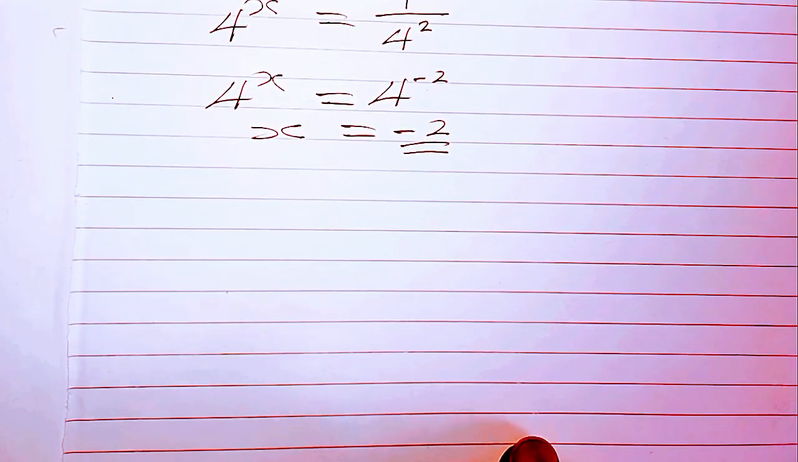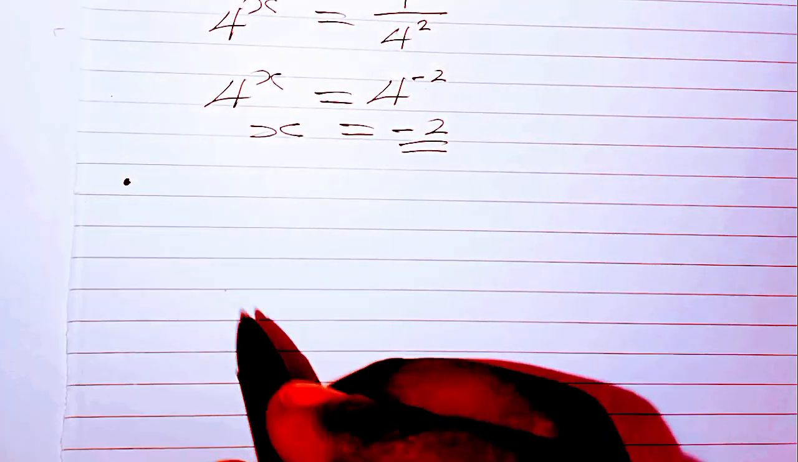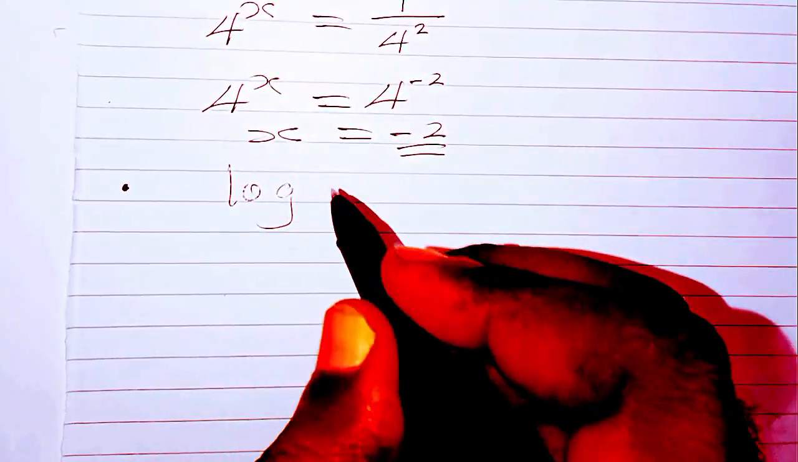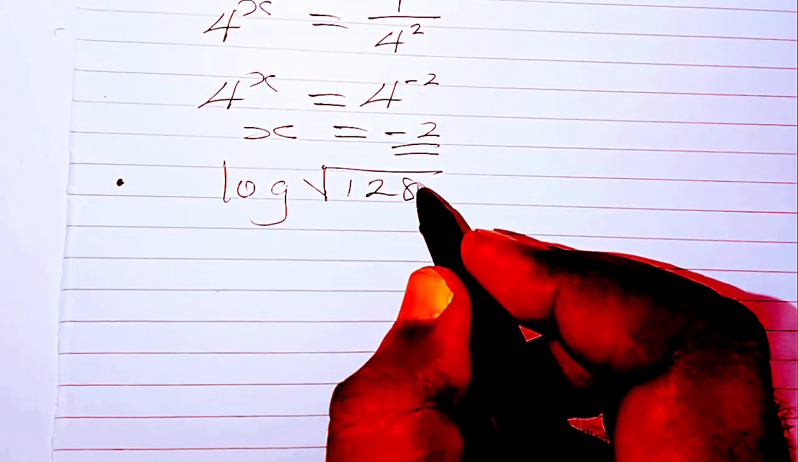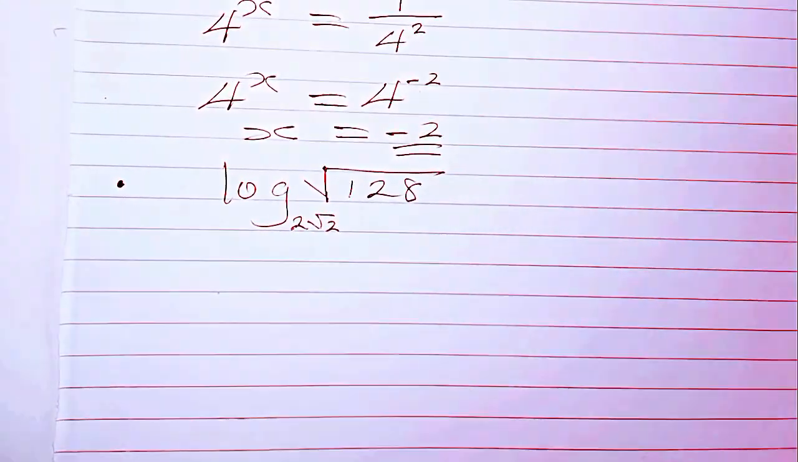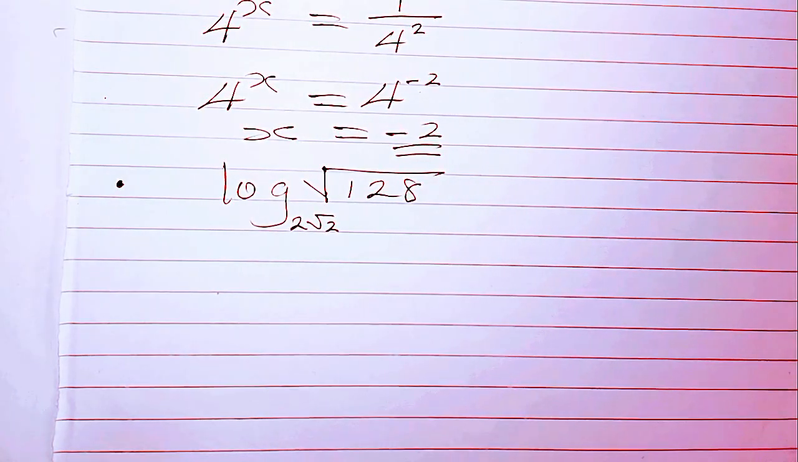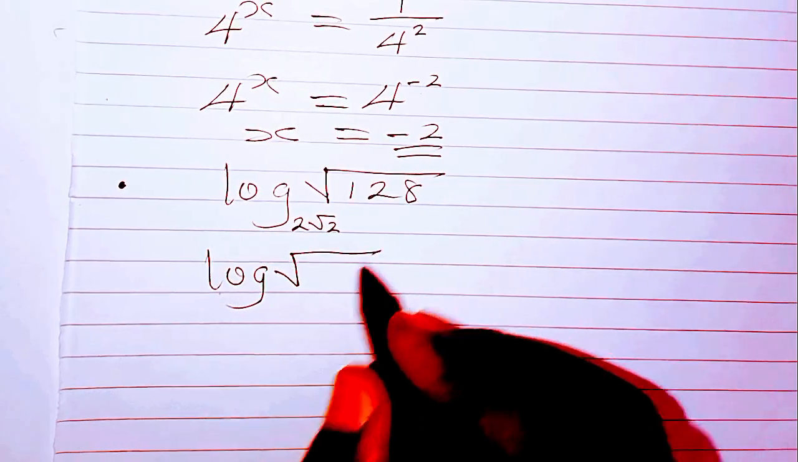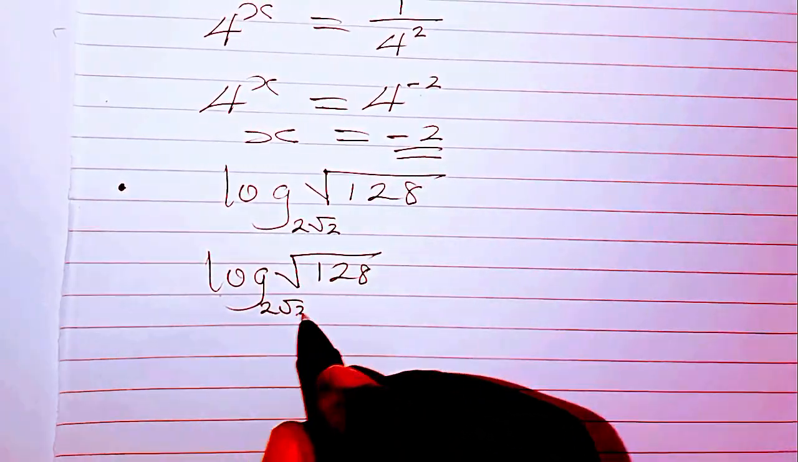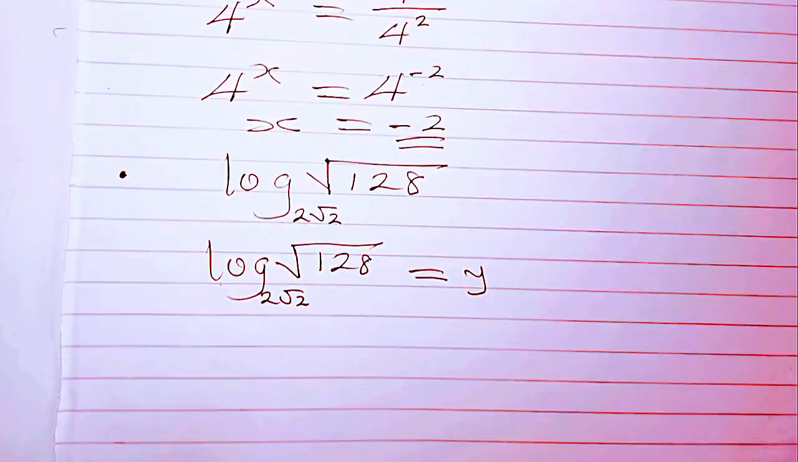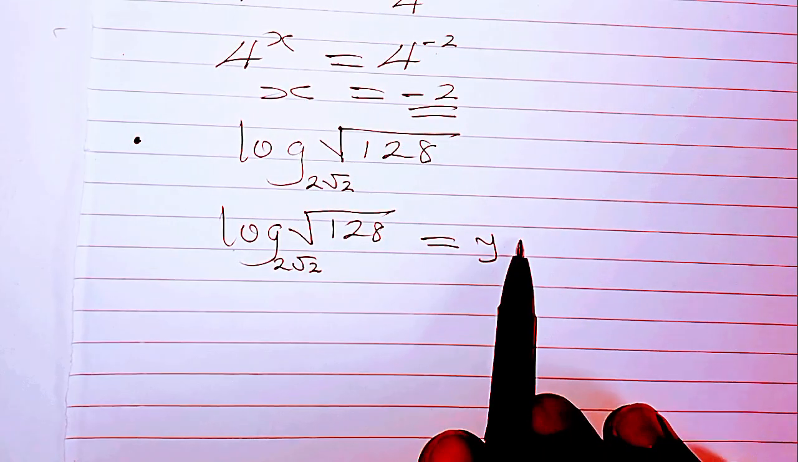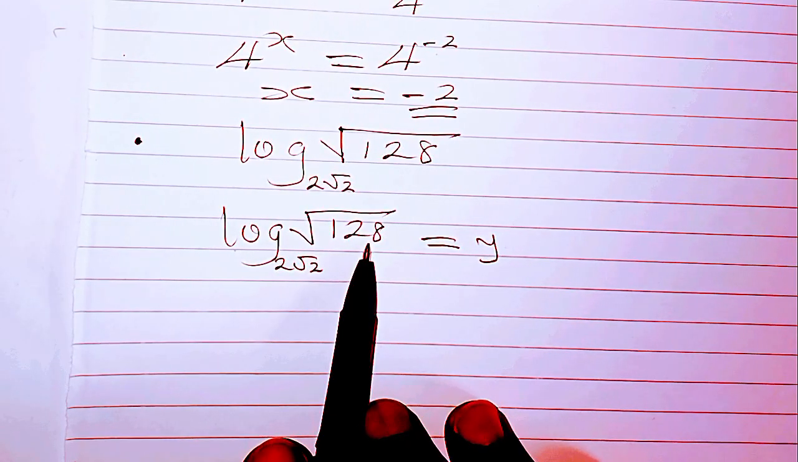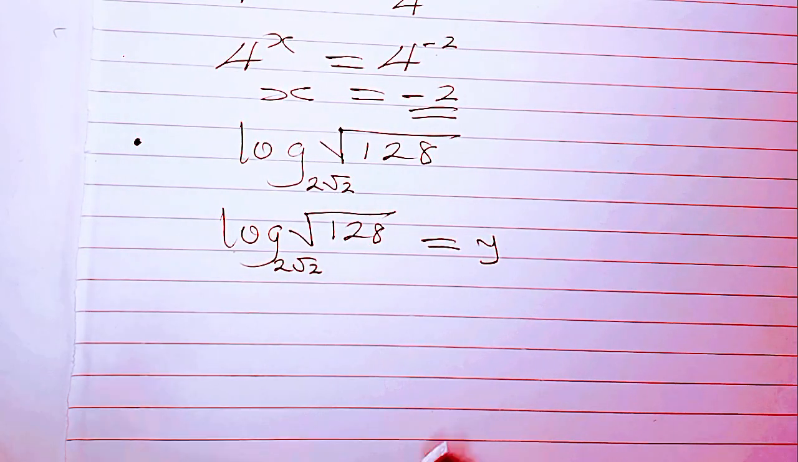Let's take a look at another example. If we have, let's say, log of root 128 base 2 root 2. So the concept is what will get this question done easily. That's log root 128 base 2 root 2. Let's represent it to be y. So if it is y, and then this raised to the power of y equal to the number. That's the concept of the indices and logarithm relationship.